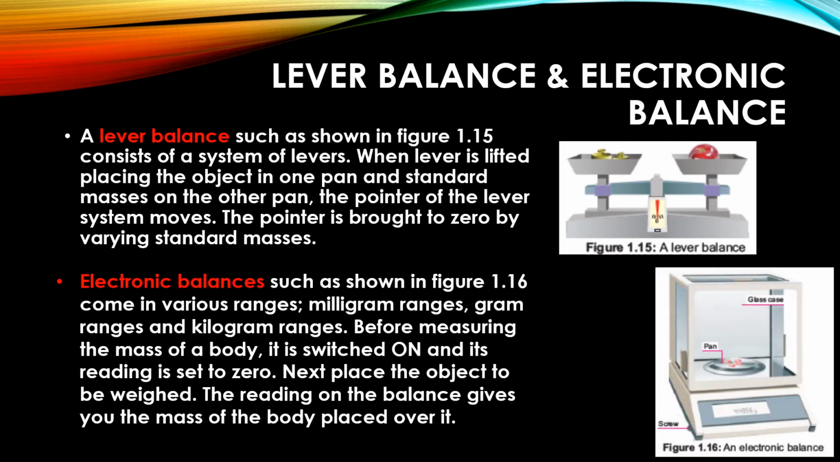Electronic balances. It is shown in the figure as well. It's figure 1.16. This is electronic balance. It comes in various ranges, milligram ranges, gram ranges, and kilogram ranges. Before measuring the mass of a body, it is switched on and its reading is set to 0. Next, place the object to be weighed. The reading on the balance gives you the mass of the body placed over it. It is more precise.